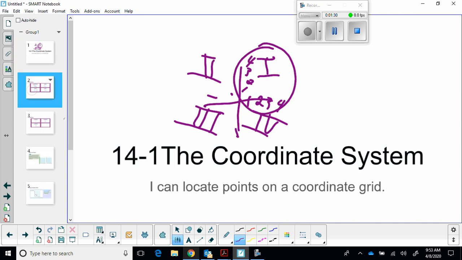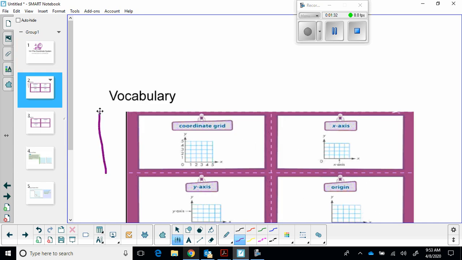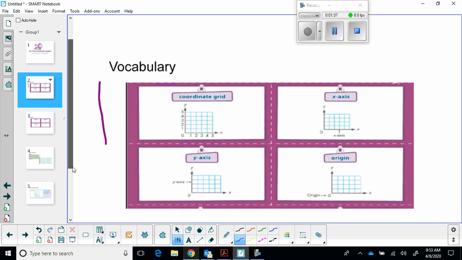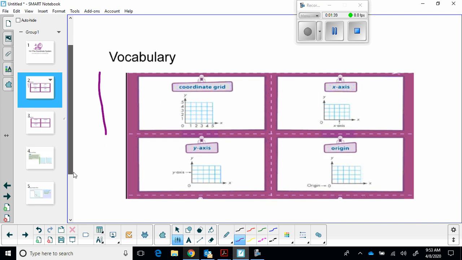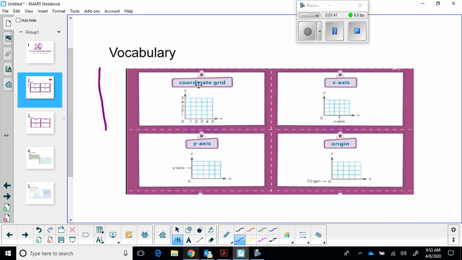We're going to have lots of vocabulary because this is our very first lesson for coordinate grids. So I do want you to write all of these words down. I know the picture may be difficult to draw, but if you can write coordinate grid, x-axis, y-axis, and origin. And then I'm going to try to write with this pen the actual definitions.